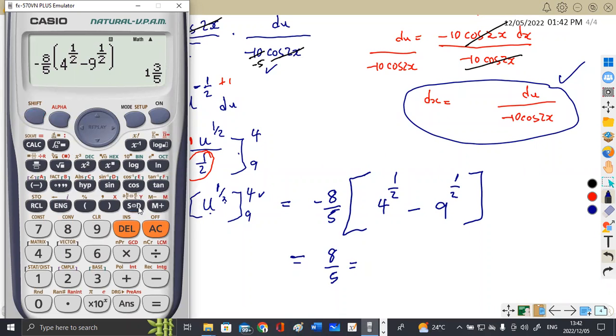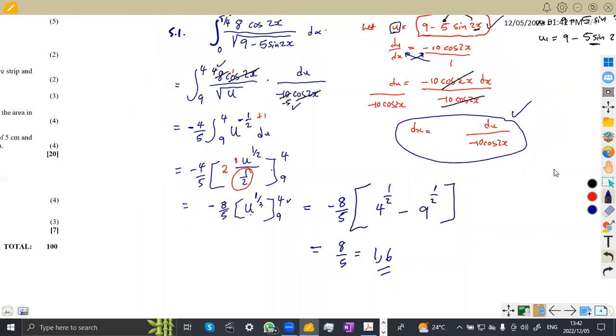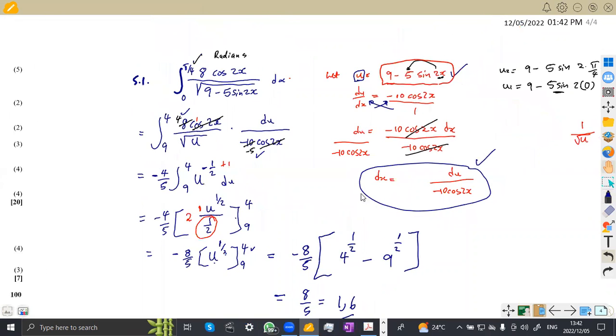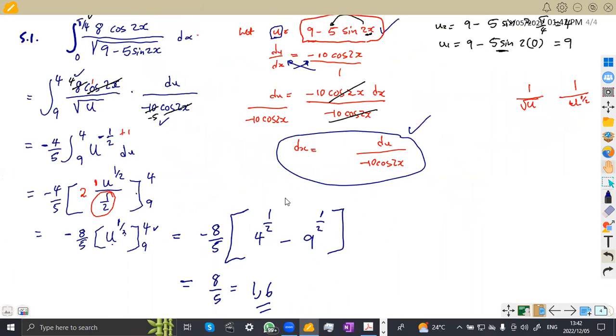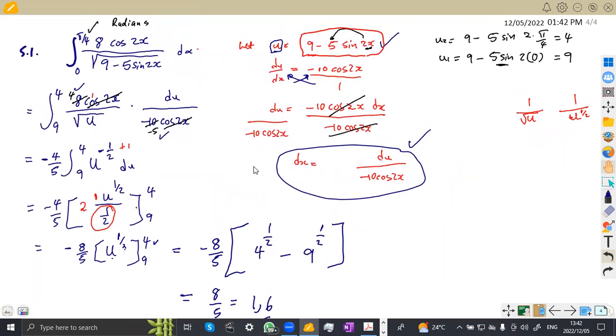or it can be 1 3/5. I don't know which one is best for you, or you can write it as 1.6, but that is what you're going to have at the end. So that was the integral that we were given. As you can see, guys, the substitution together with the change of limits on the same question.